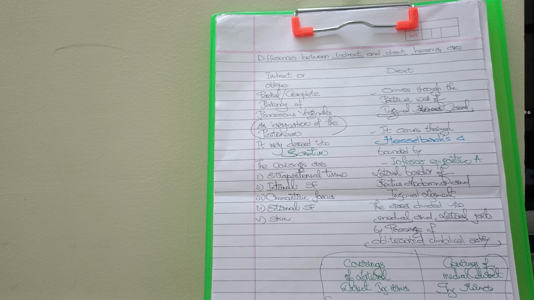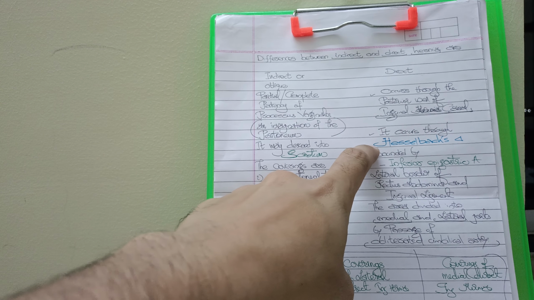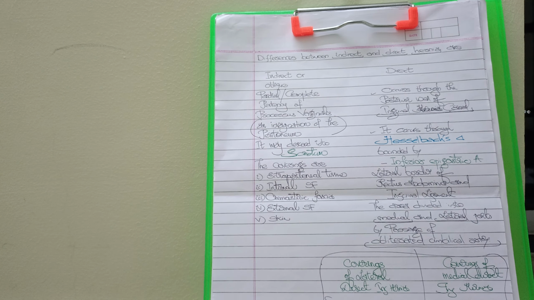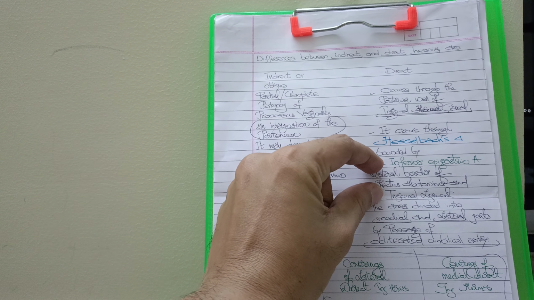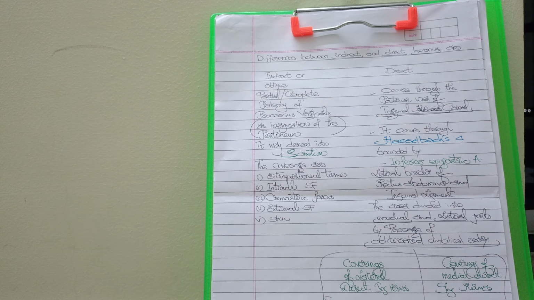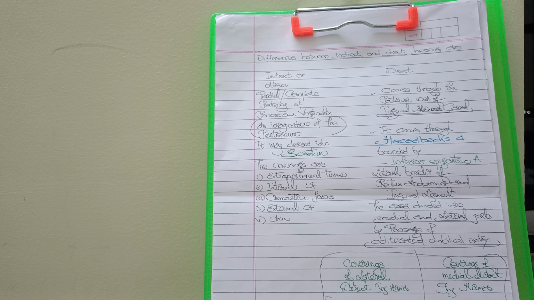It occurs through Hesselbach's triangle. Very important point. Hesselbach's triangle. It is a key point. See, here is the Hesselbach triangle. This triangle is bounded by inferior epigastric artery, lateral border of rectus abdominis, and inguinal ligament. See, here are the 3 points: inferior epigastric artery, lateral border of rectus abdominis, and inguinal ligament.